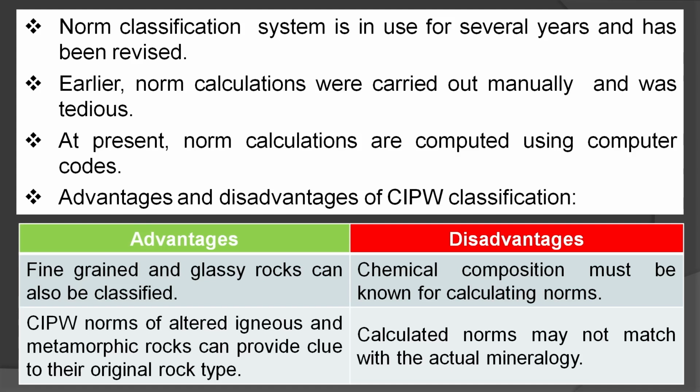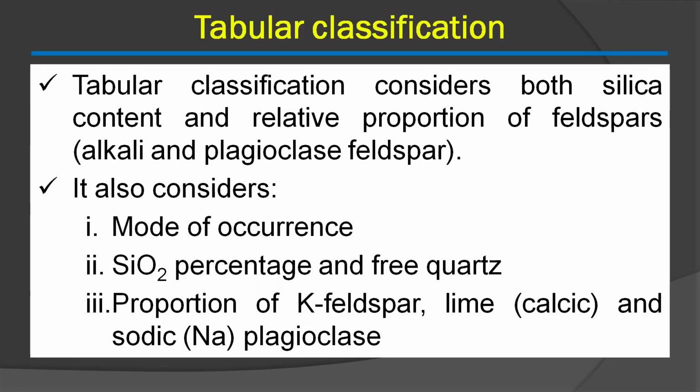Amongst the disadvantages, this classification scheme requires chemical composition prior to doing the classification. Chemical composition must be known for doing this. Calculated norms also may or may not match with the actual mineralogy which we see in our thin section observations. Then there is another classification based on the mineral compositions, that is the tabular classification.